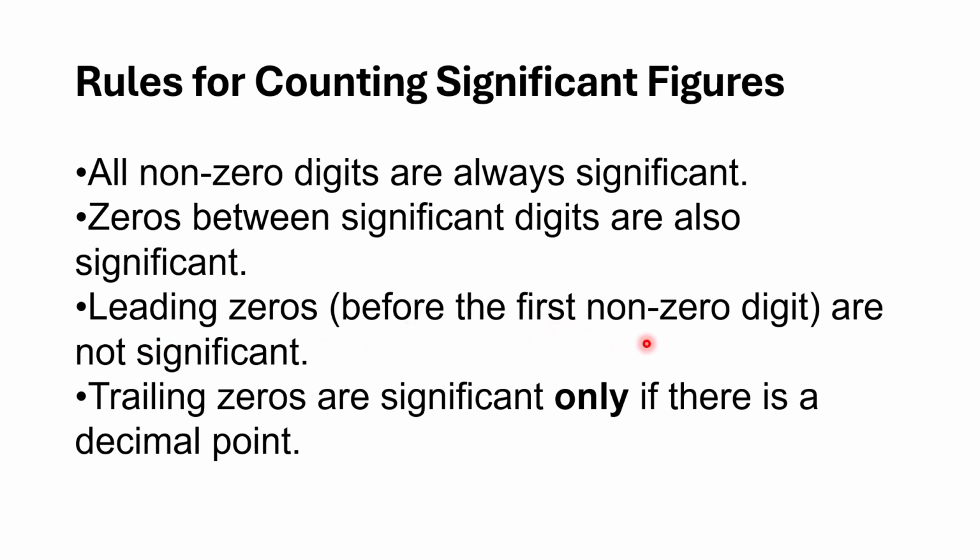Leading zeros before the first non-zero digit are not significant. Like we have 0, 0, 0, 0 and 1, the first non-zero, and any zero before that will be non-significant. Trailing zeros are significant only if there is a decimal point. If we have a decimal point, the zeros on the right-hand side of that decimal point will be significant. So these are some rules for the significant figures. You must learn about it, practice, and find out about it.